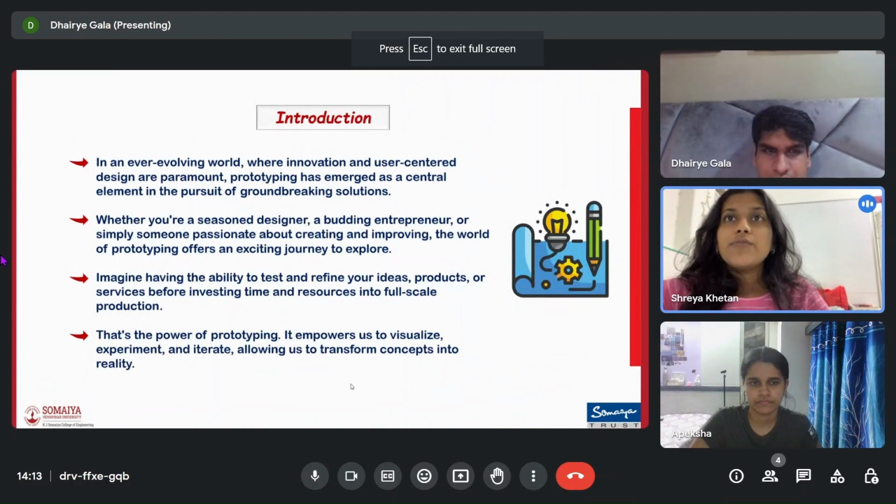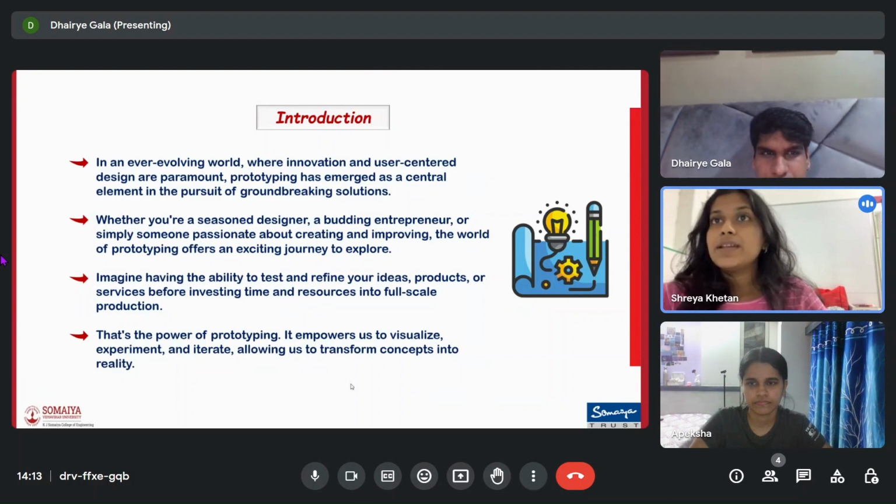In an ever evolving world where innovation and user centered design are paramount, prototyping has emerged as a central element in the pursuit of groundbreaking solutions. Whether you are a seasoned designer, a budding entrepreneur, or simply someone passionate about creating and improving, the world of prototyping offers an exciting journey to explore.